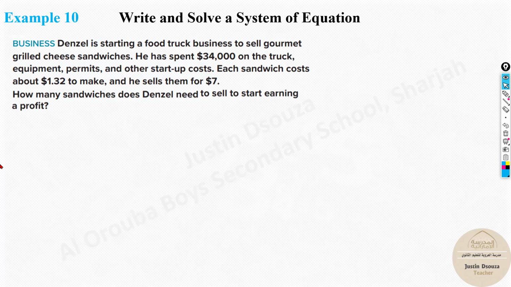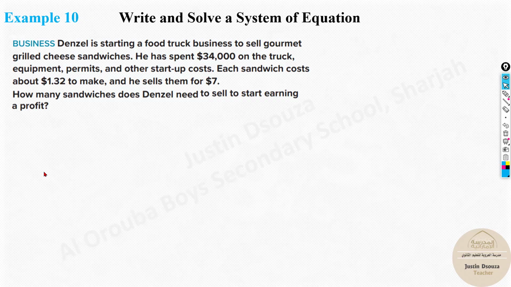So to make a profit, first you need to cover up all this. Every time he sells one sandwich, he will incur 1.32 cost, but he will make much more. So it's not just this profit; it is like after covering whatever he has spent, how much profit? When will he start making the profit?